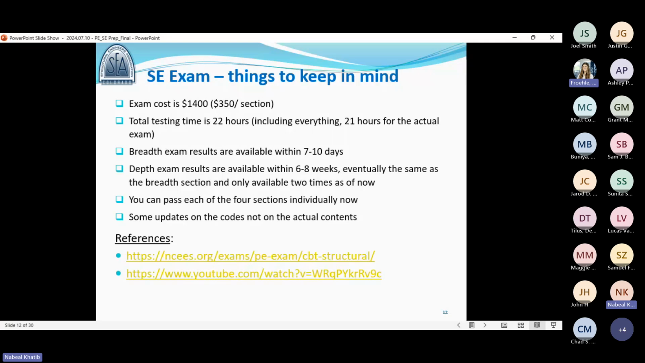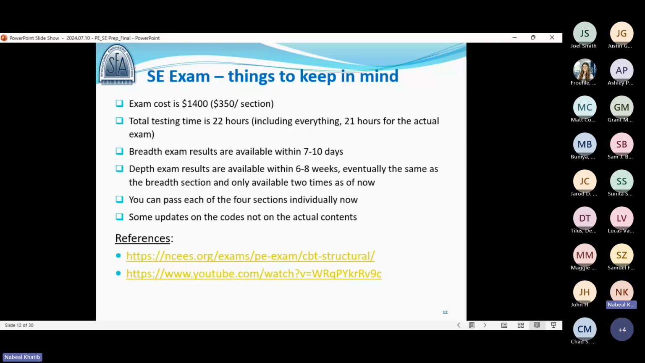Okay. The exam cost was 500 for each section. That means 500 times 2, the old school, basically the old format. Depth, basically vertical and lateral, and that would be a total of 1,000. Now with 4 sections: breadth vertical, breadth lateral, and then you've got depth for the lateral and vertical for bridges or buildings. Each one 350. So 350 times 4, you need to pass all of them to be officially an SE. 350 times 4, that's a total of $1,400.